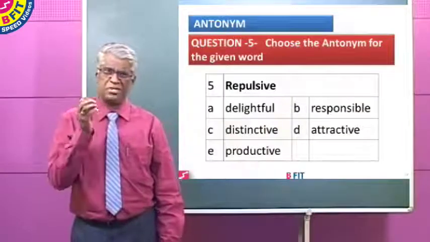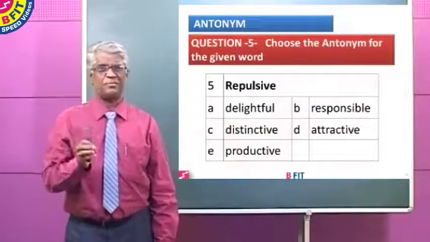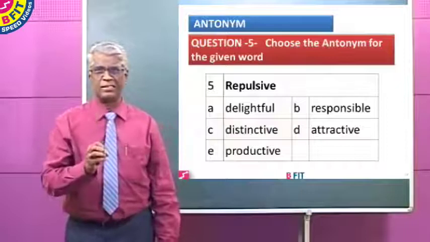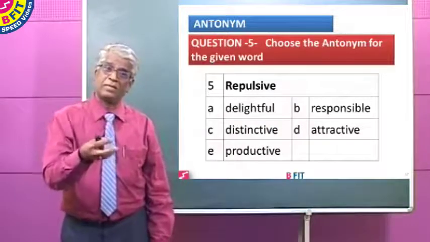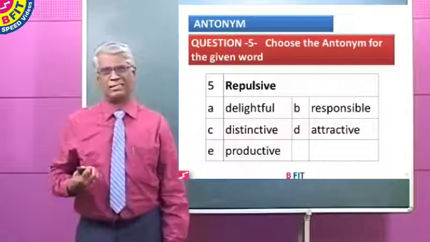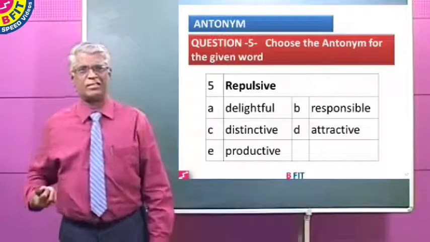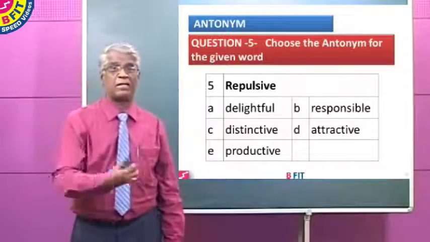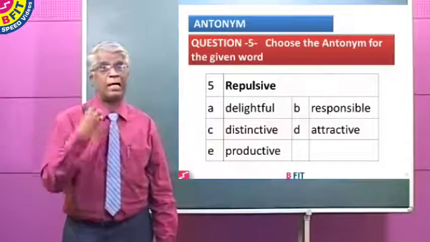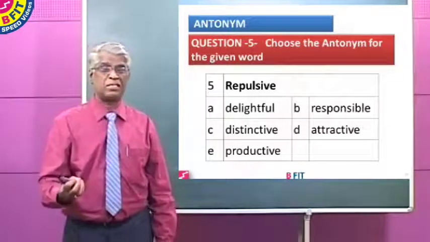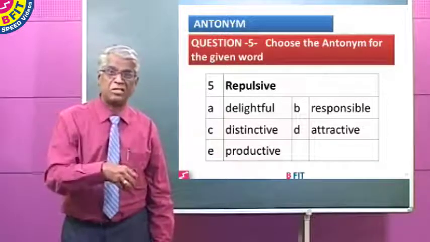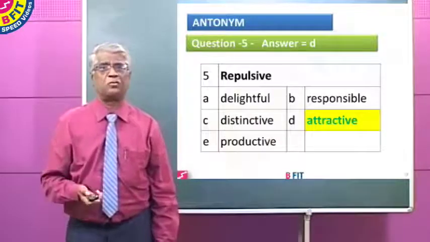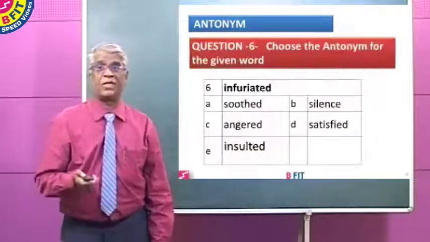Repulsive, something which makes you hate it. His very repulsive nature, his repulsive behavior. Therefore, what is the antonym that makes you get attracted towards it? Repulsion, attraction. In science you study magnetic attraction, magnetic repulsion. Like poles repel, and unlike poles attract. So repulsive, the correct option, the antonym should be attractive. The correct antonym of repulsive, therefore, is option D, attractive.